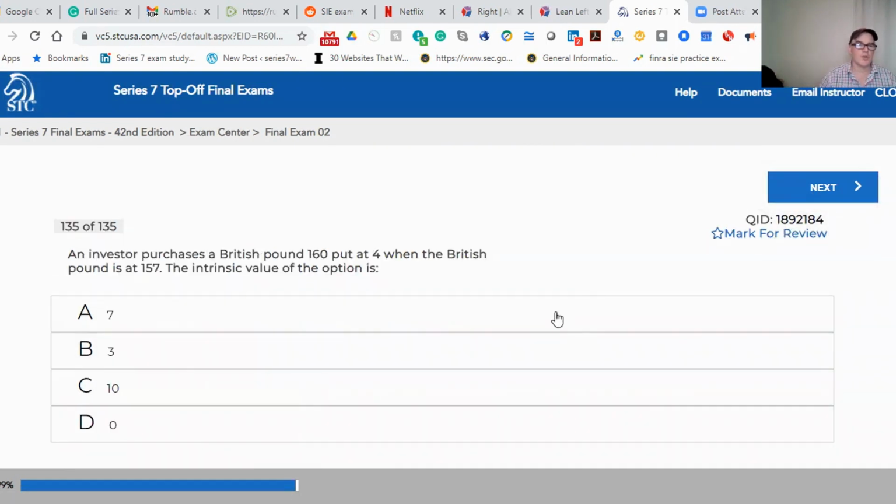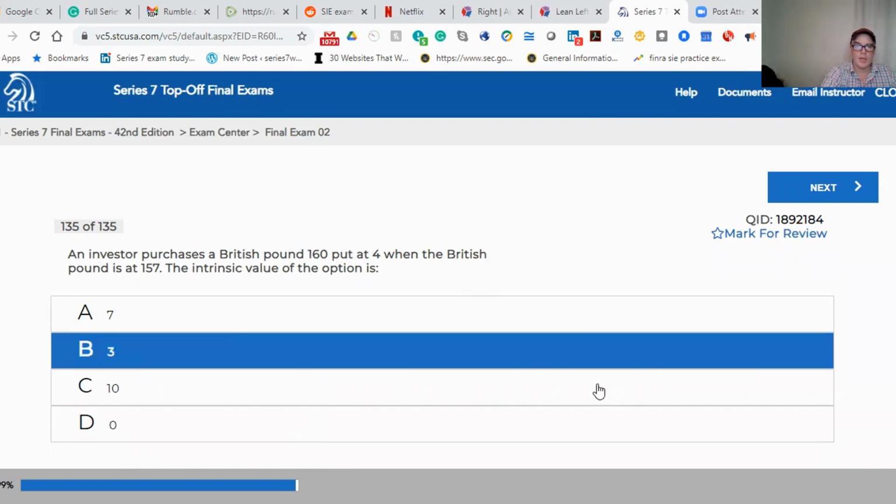An investor purchases a British pound at 160. God, I hate that. And the British pound is at 157. The intrinsic value should be 3. So on a 160 put, anything below it is intrinsic, and on a call, anything above it is intrinsic. So you buy a 160 put at 4, premium doesn't matter. The pound's trading at 157, so it's 3 points in the money.